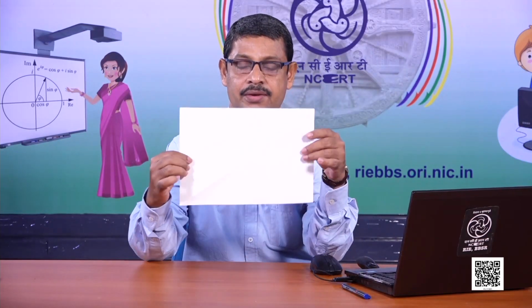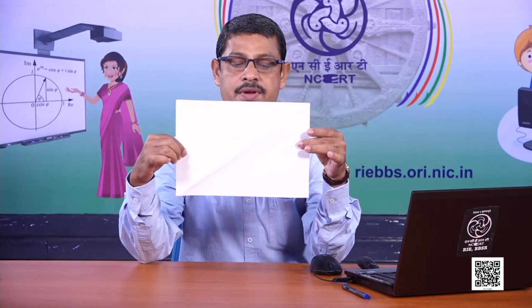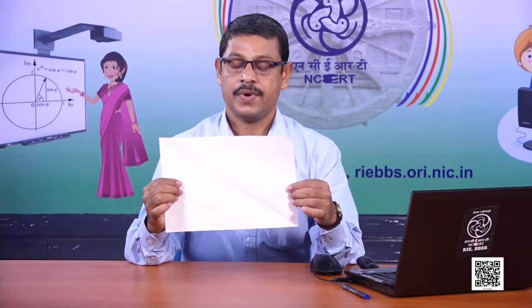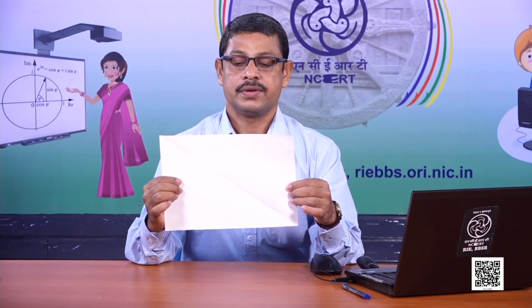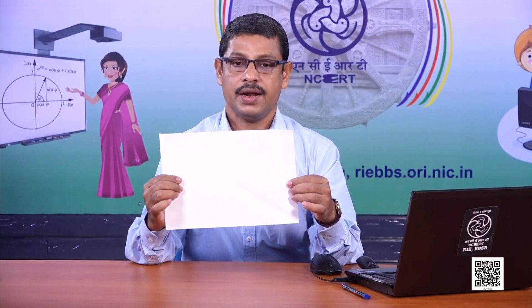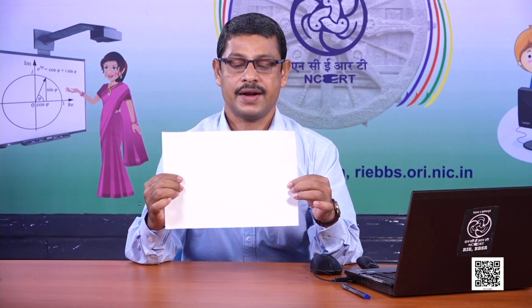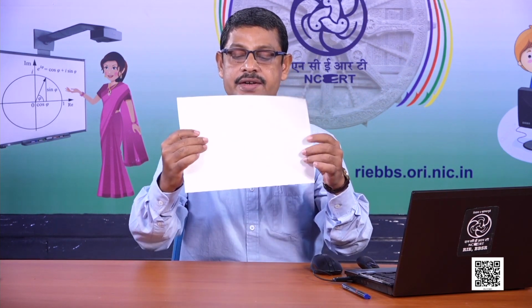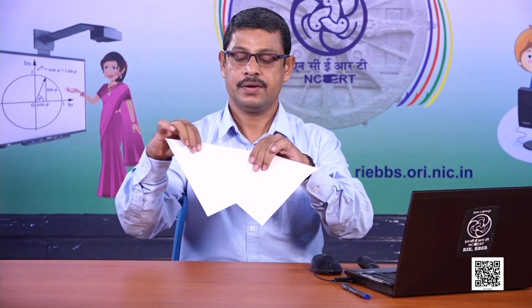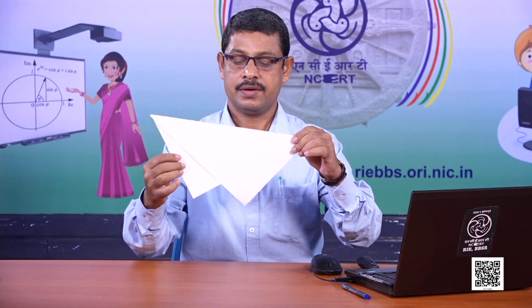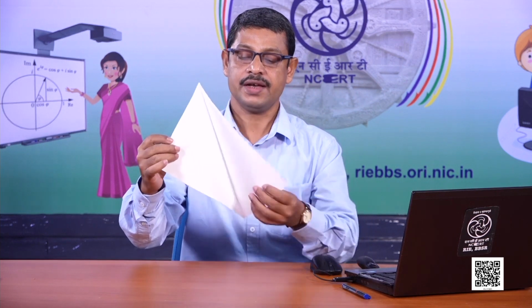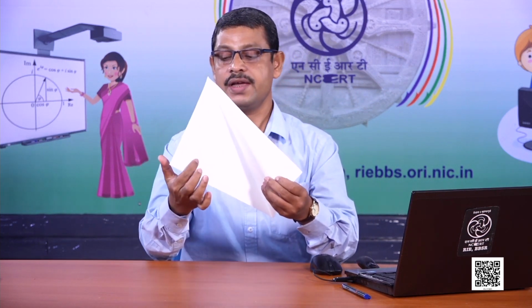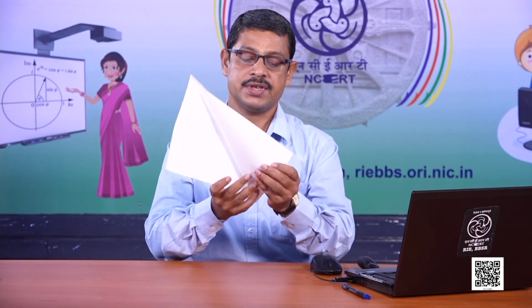Let us start. You see, this is a rectangular piece of paper. In the previous chapter, you have learned that if I fold the rectangle along the diagonal, I will get two equal triangles. You see, I am folding it along the diagonal. These are two equal parts. You see here, area of this equals area of this one. Here also dimensions are same.